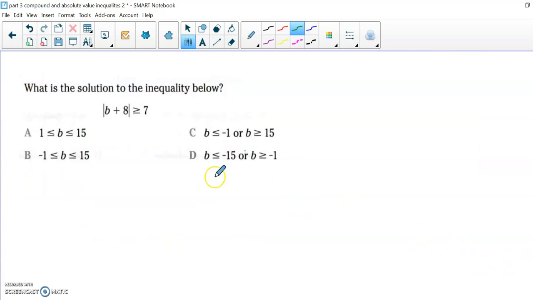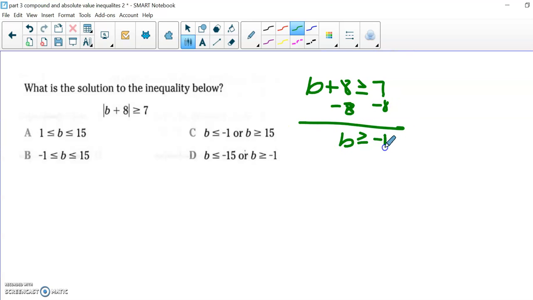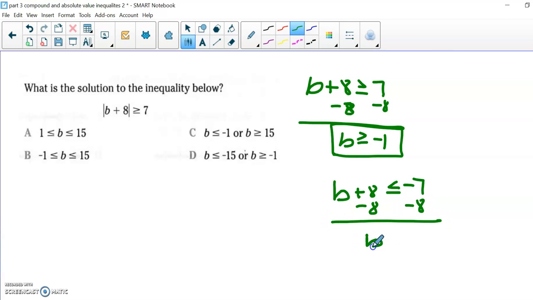All right, let's talk about absolute values. When we do absolute value inequalities, you do it twice. Once the way it's written, so I'm going to say b plus 8 is greater than or equal to 7. Subtract 8 from each side. So I get b is greater than or equal to negative 1. And then if you remember, we have to do it a second time, but this time we flip the sign and we make it a negative answer. So I'm going to subtract 8 from each side, and you get b is less than or equal to negative 15.